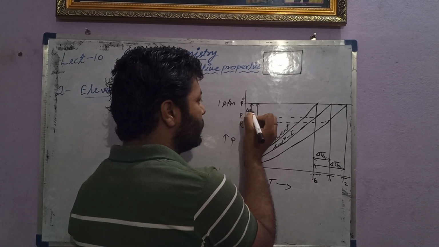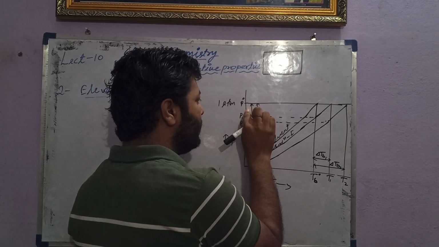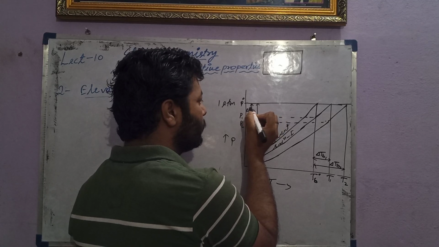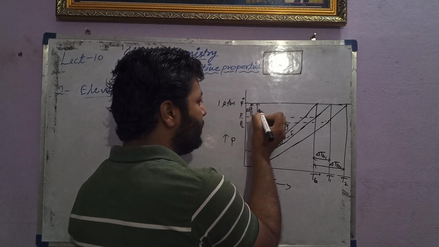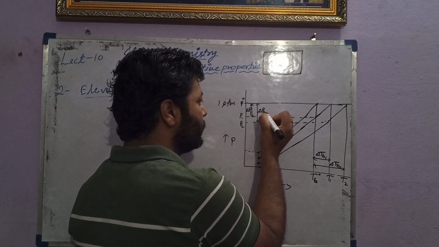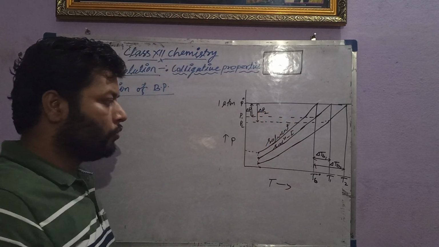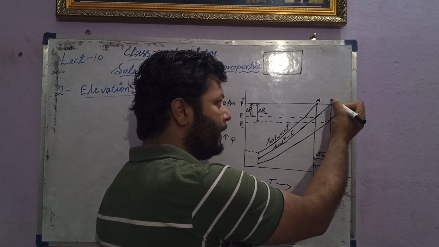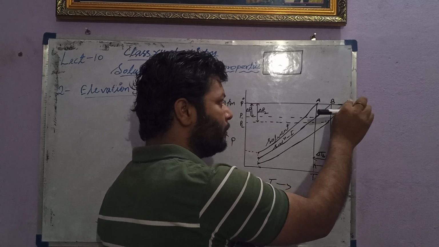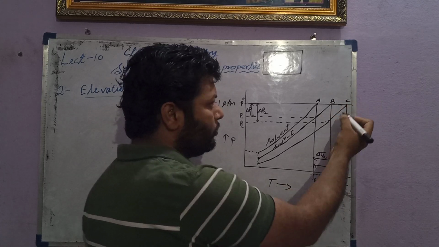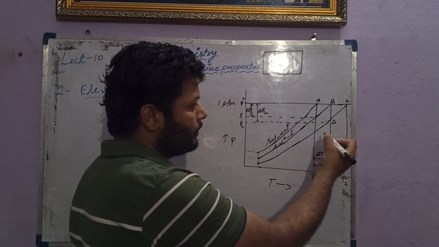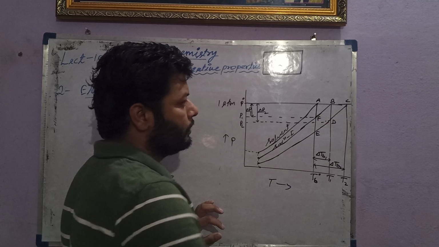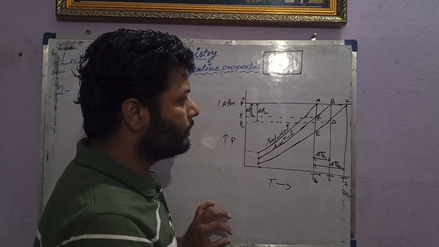Delta P1, delta P2. So from this figure, just make some marks: A, B. Suppose this is C, suppose this is D, and suppose this is E. Suppose this is F. A, B, C, D, E, F. Okay, fine.